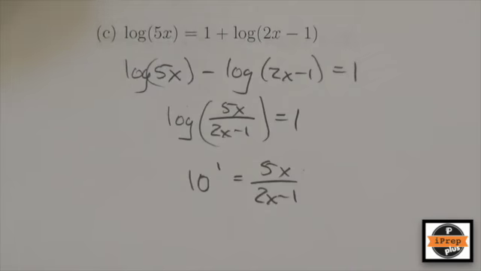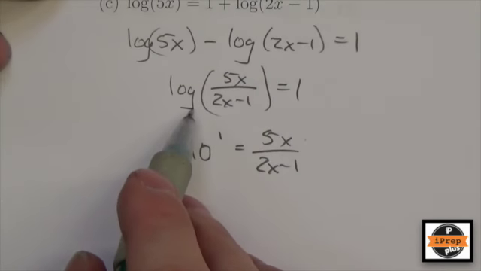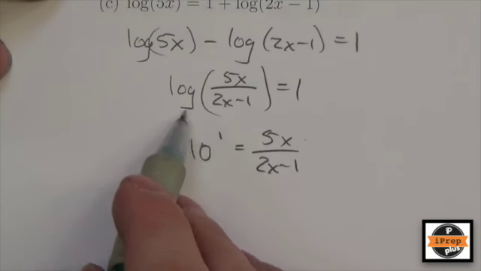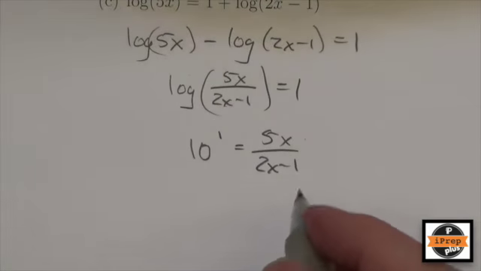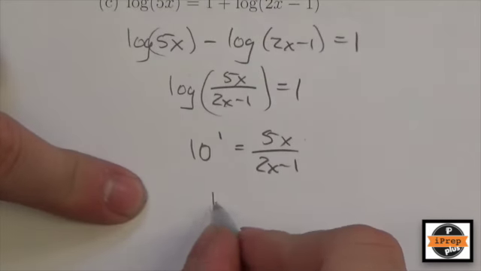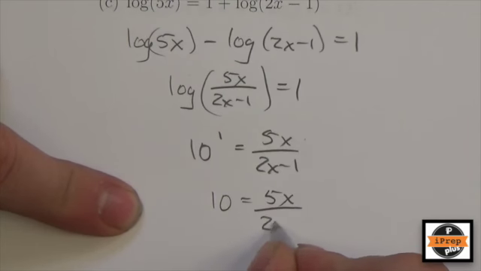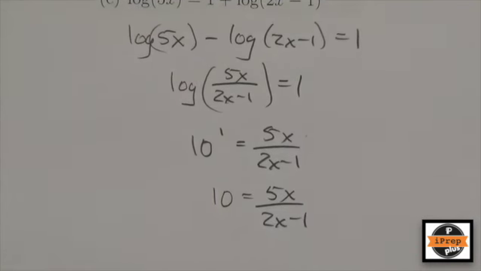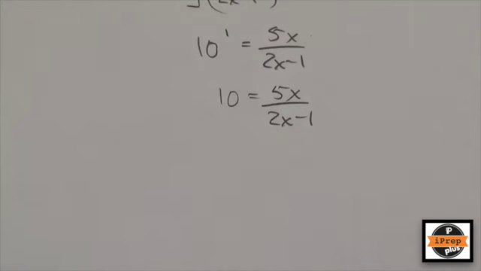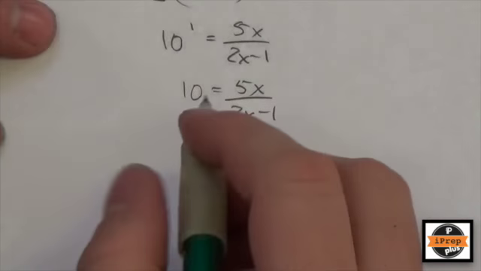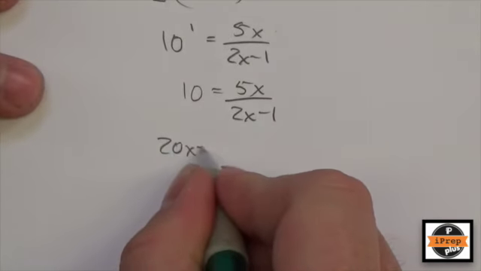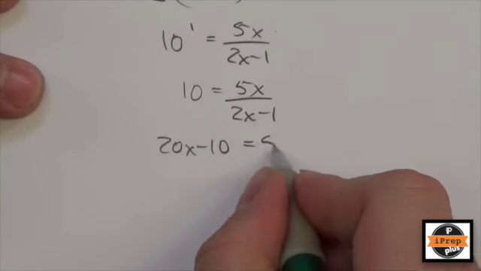So this is going to become 10 to the 1 is equal to 5x over 2x minus 1. Now, it's not uncommon for people to get kind of stumped there and all of a sudden think, oh my gosh, what do I do? But if the base isn't written, it's 10. 10 to the 1 is just 10. So this will be 10 is equal to 5x over 2x minus 1. I will multiply both sides by that 2x minus 1. So that's going to give me 20x minus 10 is equal to 5x.